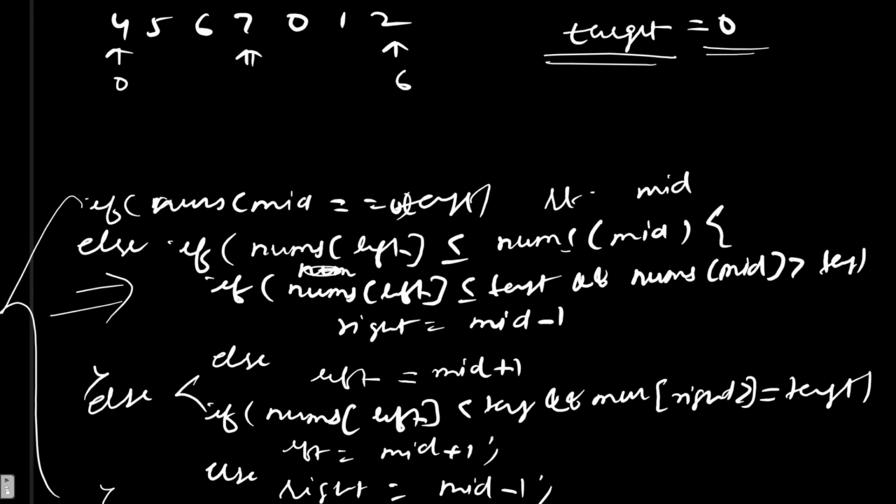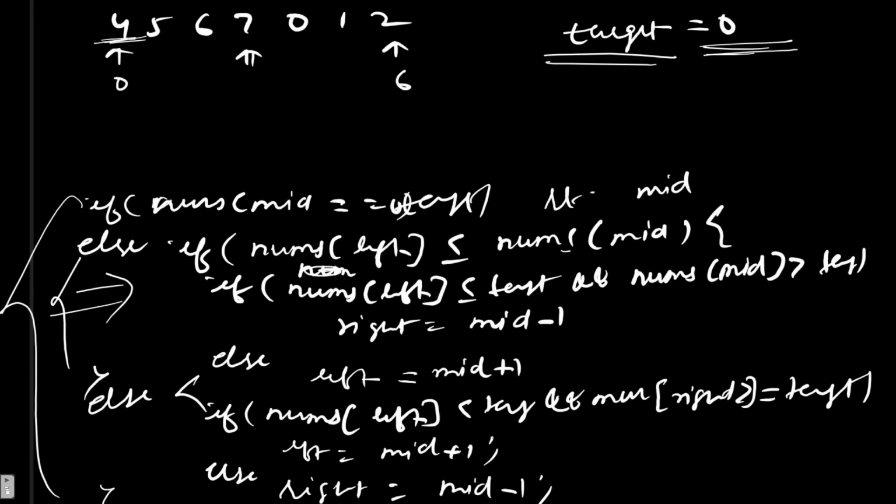Okay, so first we'll check if nums of left is lesser than or equal to nums of mid. So yes, this is true. Then we'll check if the current element is equal to target. This is not equal to target. So we will come to the else if part, and this is true. So this else if part will be executed, and inside this we have to check if nums of left is lesser than or equal to target. No, this is not lesser than or equal to target, as our target is 0, so we will not check the remaining condition, and we will go to the left.